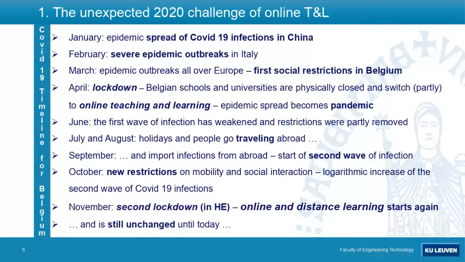In the month of June, we thought everyone had been cured, and we could switch to a weaker kind of restrictions. So part of the people went on holidays, traveling abroad, and the result was that in September and October, the first new signs of the second wave were already starting. So in October, we had new restrictions in our country and a start of a second lockdown in the month of November. Second lockdown in higher education means that all teaching was going online, and distance learning was the only way we could use. This is still unchanged till today.